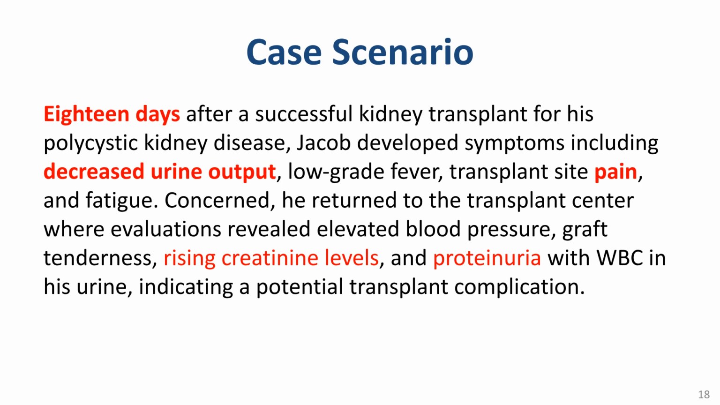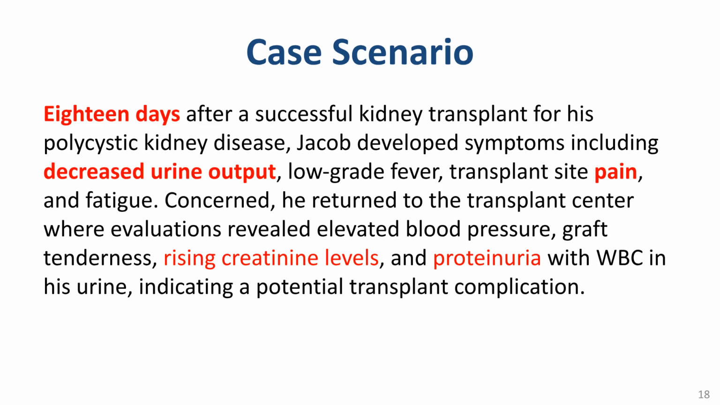Concerned, Jacob returns to the transplant center, where evaluations reveal several alarming findings. His blood pressure is elevated, often occurring when transplanted kidneys aren't functioning properly. The graft is tender to touch, indicating inflammation. His creatinine levels are rising, indicating decreased kidney function. His urine shows proteinuria, meaning protein is leaking through damaged kidney filters, and white blood cells, indicating inflammation.